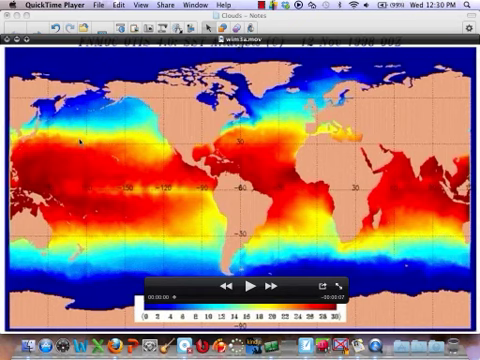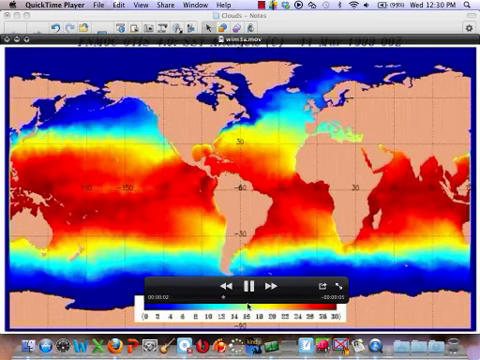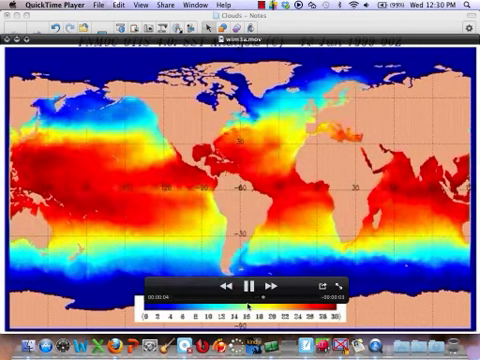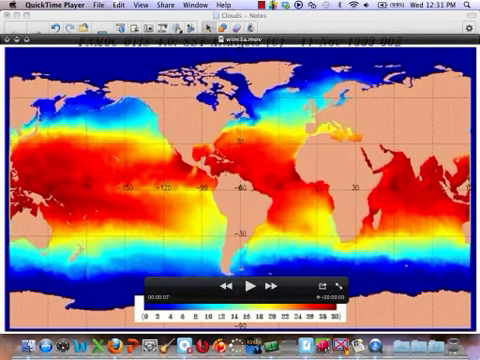So again, notice our locations, 23.5 degrees north, 23.5 degrees south. So as we play this, what's happening? We're getting cold. Okay, and then all of a sudden the northern hemisphere is getting warm. So it's this up and down shift.